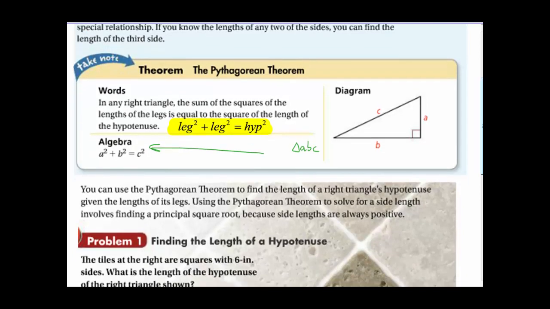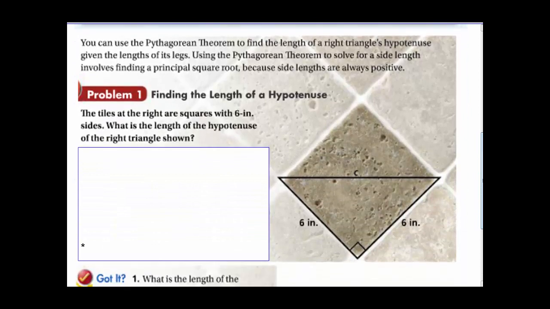So we're going to use the Pythagorean theorem to find the length of the right triangle's hypotenuse given the lengths of its legs. Or if we give you the length of a leg and the hypotenuse, can we go backwards and find the length of the other leg?